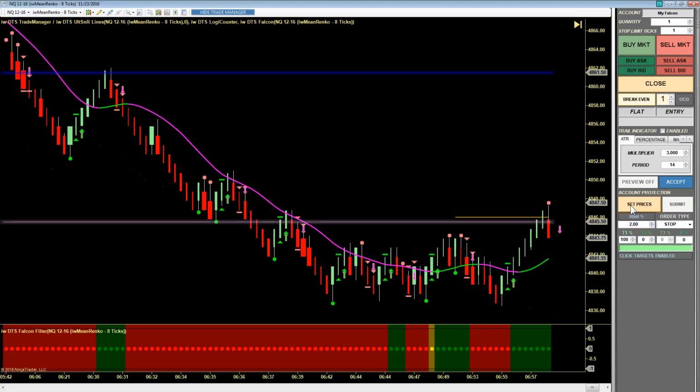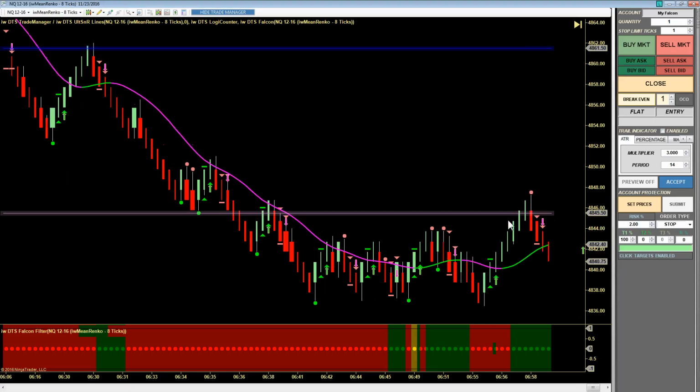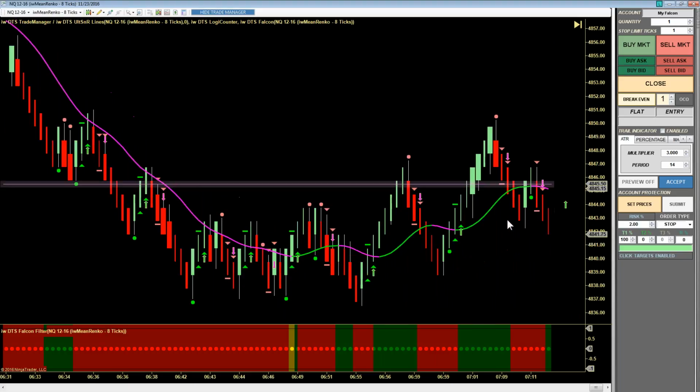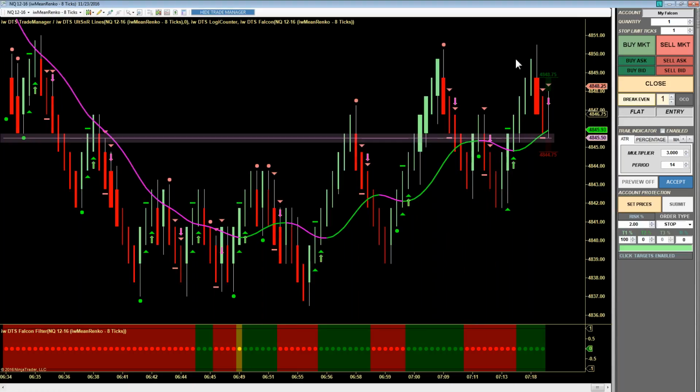That's how I would normally do things. A lot of times I will use the support and resistance lines as a profit objective, especially when I have a runner in play, and I'm looking for the market to give me a little bit more run out on a trade.